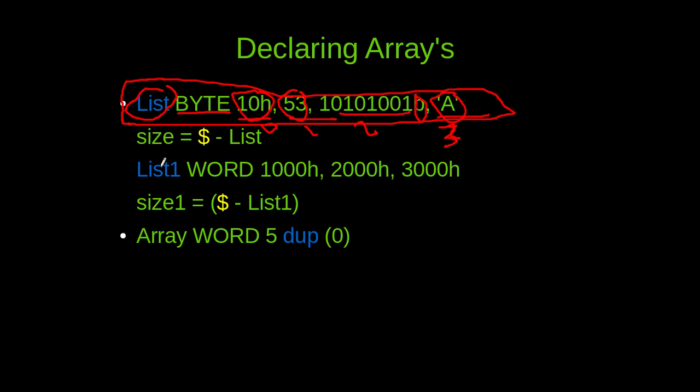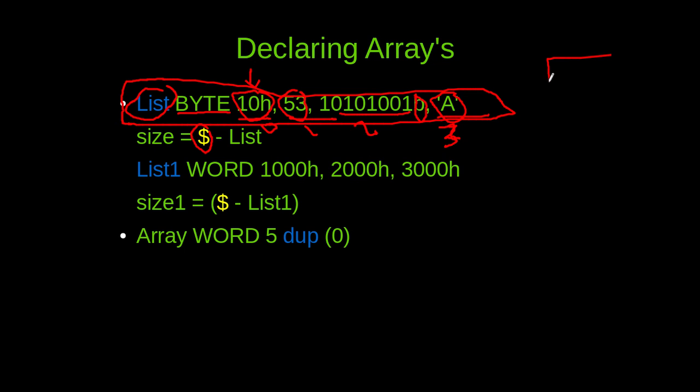So this is going to be 4 bytes in memory. And we're going to use the current location counter to find the size of this array. So if I say the current location counter $ minus list. List is the base address of what? Of this, where this is in memory.